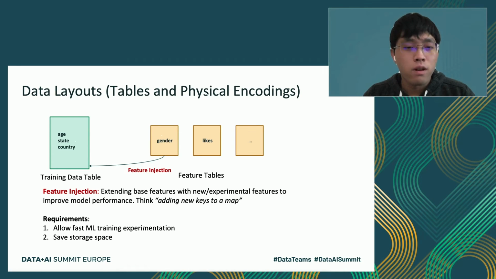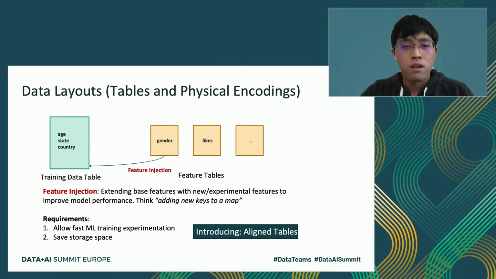To make this work in production, we have basically two requirements for the solution. The first one is to allow machine learning training experimentation to be as fast as possible. And the second is to save storage space as much as possible. So here we are introducing our solution, align tables.